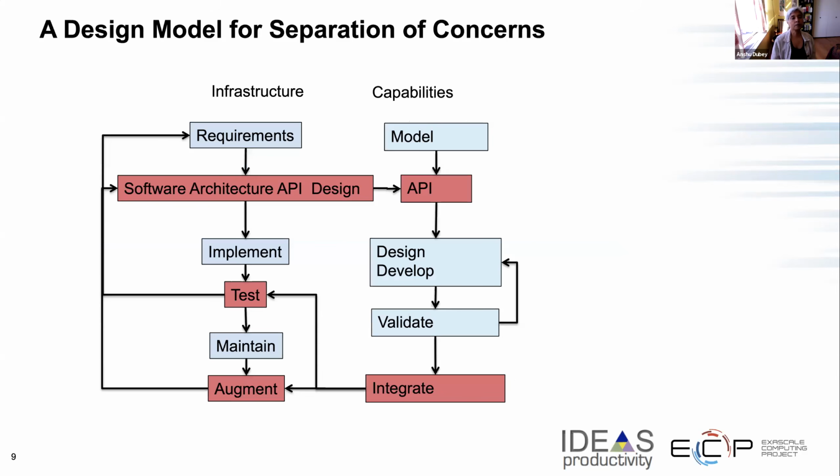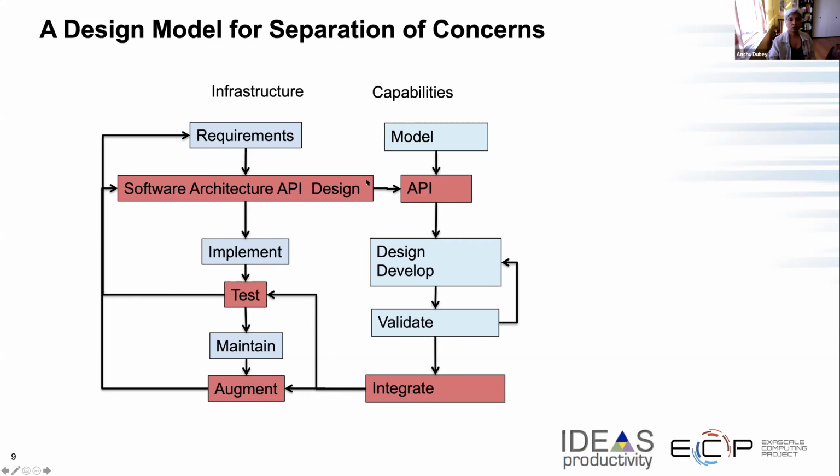So here is a design model for separation of concerns that has been found to be very useful by many science communities. There is the infrastructure design where you do requirements gathering, a much more thorough requirements gathering, that translates into a software architecture and API design that is then implemented. And here is the feedback loop, because you test, you maintain, you augment, and you keep doing it. This is an ongoing process that goes on forever.